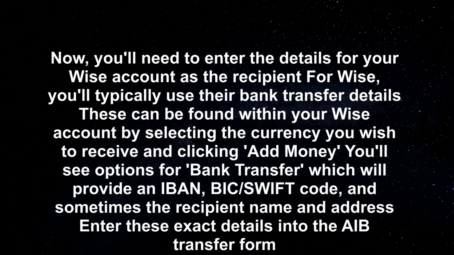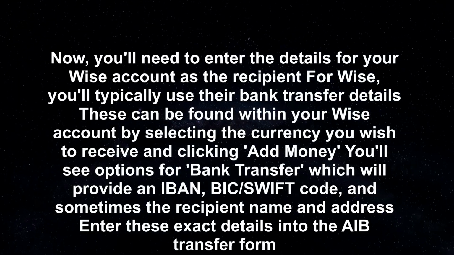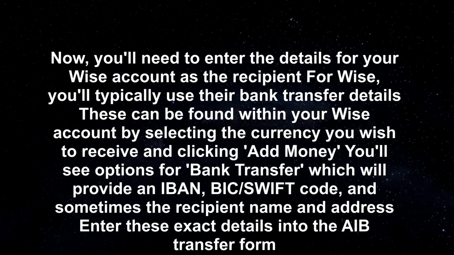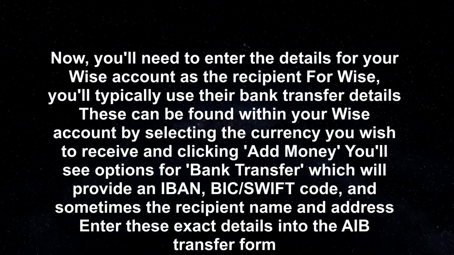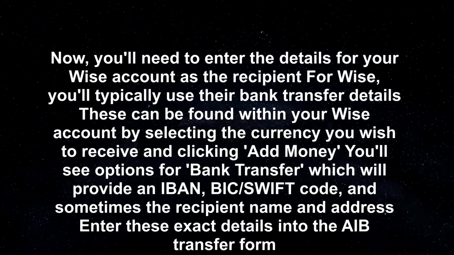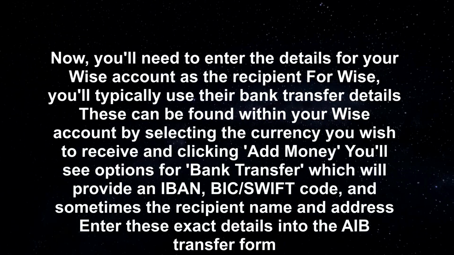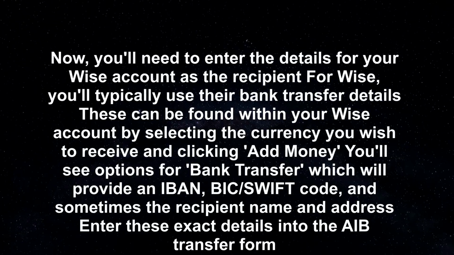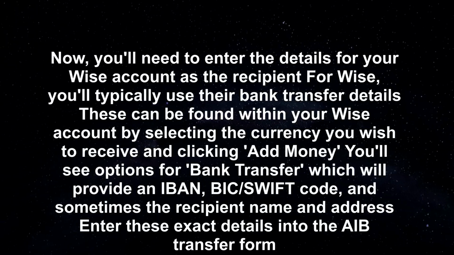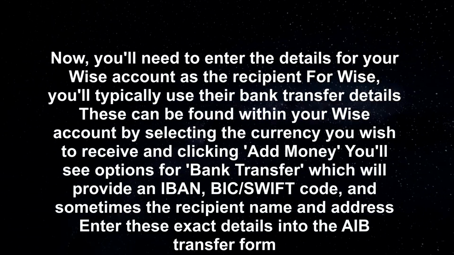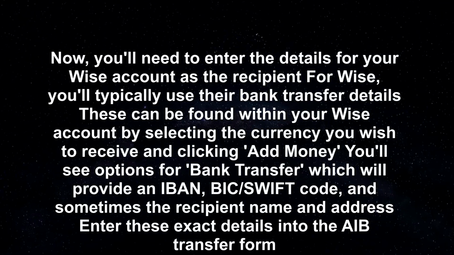Now, you'll need to enter the details for your Wise account as the recipient. You'll typically use their bank transfer details. These can be found within your Wise account. By selecting the currency you wish to receive and clicking Add Money, you'll see options for bank transfer, which will provide an IBAN, BIC SWIFT code, and sometimes the recipient name and address.